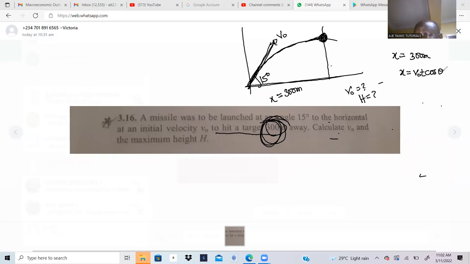Can you remember that? Yes, sir. Now, we can't use this equation directly. We know X, yes. We don't know V naught, we don't know T.